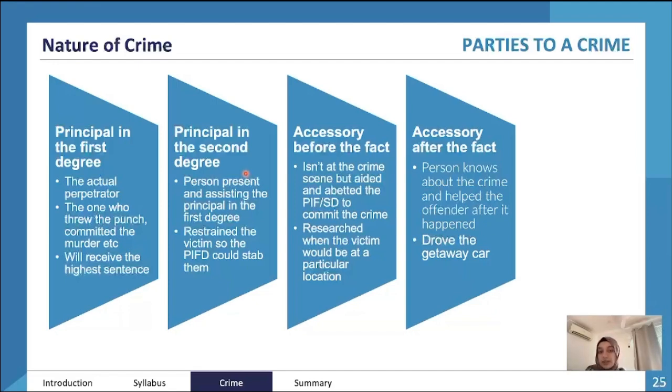Accessory before the fact isn't at the crime scene, but aided and abetted the principal in the first or second degree to commit the crime. So this is before the fact. For example, they researched when the victim would be in a particular location, so that the first two can go and commit the crime. After the fact, the person knows about the crime and helped the offender afterwards. So somebody who drove the getaway car would be the after the fact.